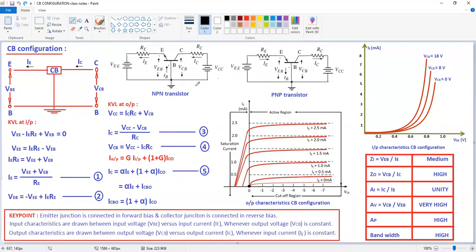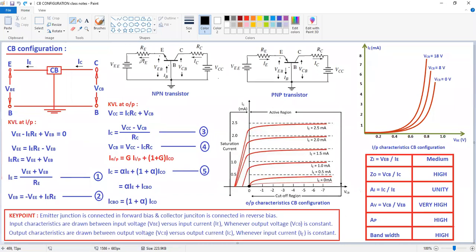Emitter junction is always forward bias. Collector junction is always reverse bias. Why? Because we have to connect the circuit in the active region. In the case of active region, the transistor is going to act like amplifier. So that's why the emitter is forward bias in the case of active region. So this is forward bias means here N type and P type is connected in forward bias. So this is looking like the forward bias of PN junction diode characteristics.